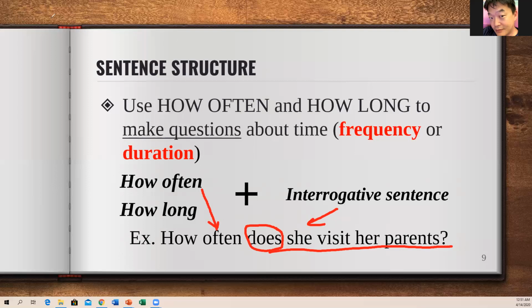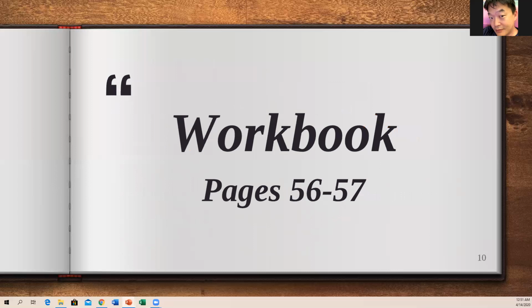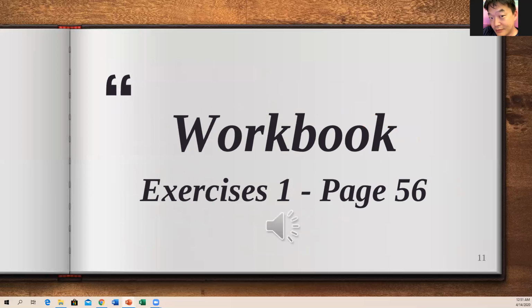Okay, let me just clear the screen and go to our next slide. Workbook page 56. I'm assuming you already have your book open. So let's go to exercise 1. What you have to do is you have the train schedule here. You have to read the questions and circle the correct answer. So you have the box here. This is a train schedule. You have 1, 2, 3, 4 questions. In order to answer them correctly, you have to look at the schedule. Okay, I'm going to give you some time to do this, and then we're going to do correction together, okay?